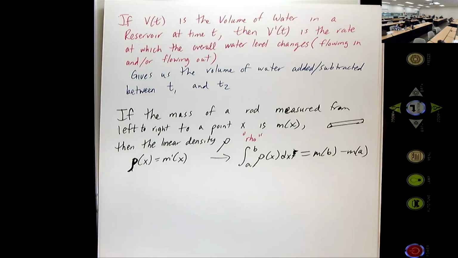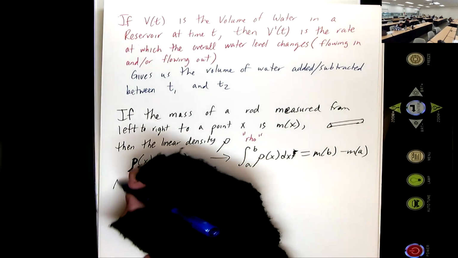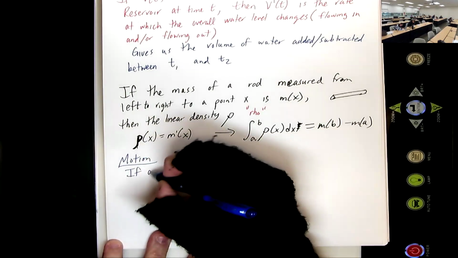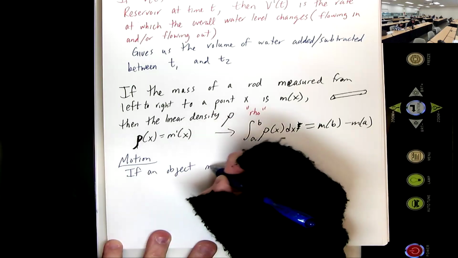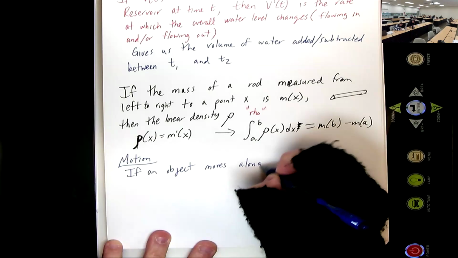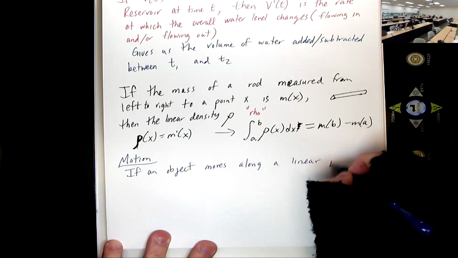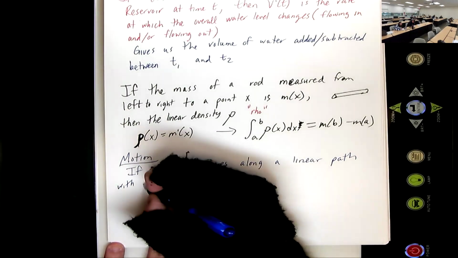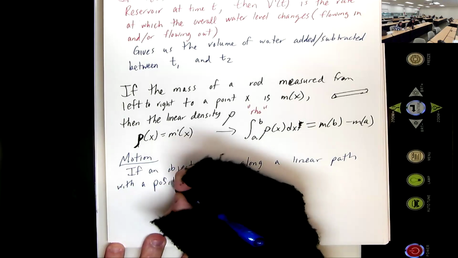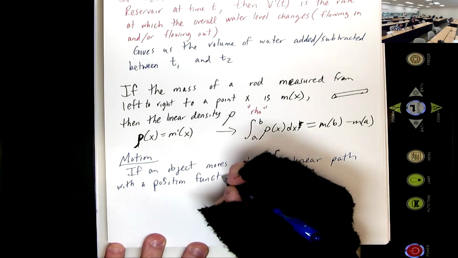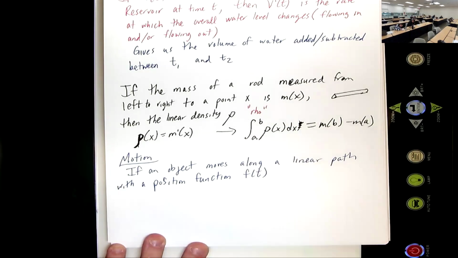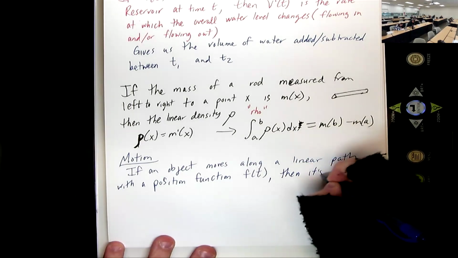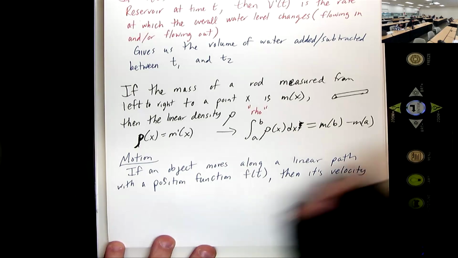We've got the good old basic one, motion. If an object moves along a linear path with a position function f of t, then its velocity, v of t.